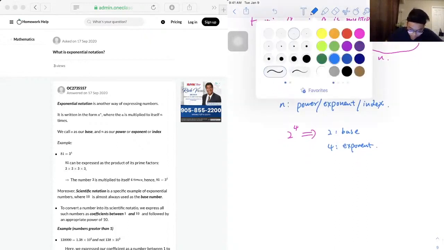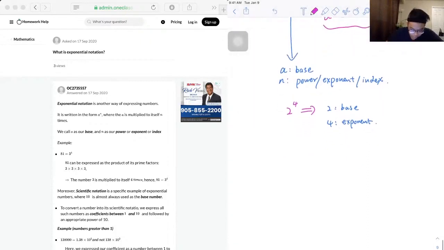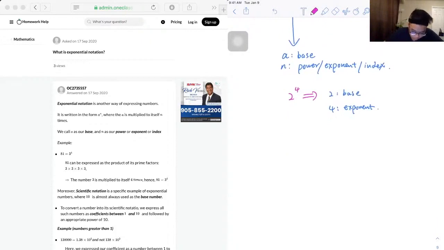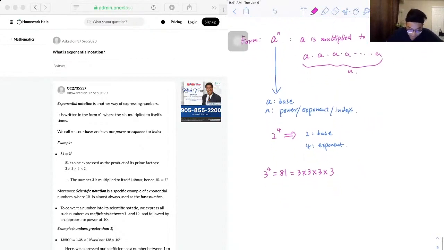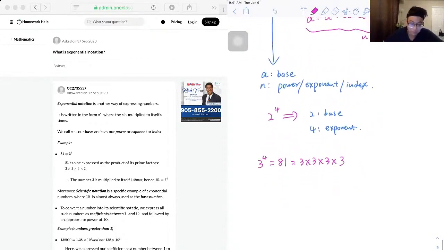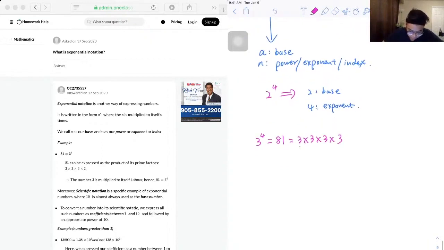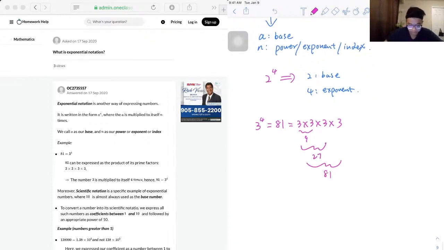Alright, so coming up, if we got, let's say, 3 to the exponent of 4, which is equal to 81, then it is just equal to 3 times 3 times 3 times 3, right? So we said it is multiplied to itself n times, so in this case it will be 3 multiplied by itself 4 times. So 3 times 3 is 9, 9 times 3 is 27, 27 times 3 is 81, right?